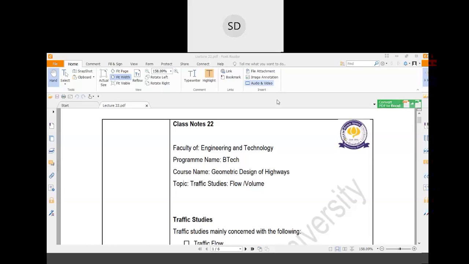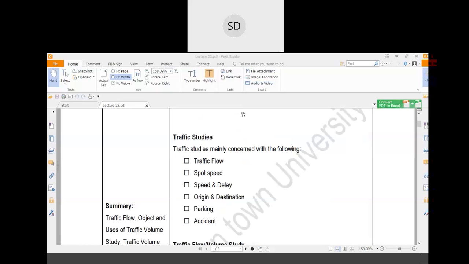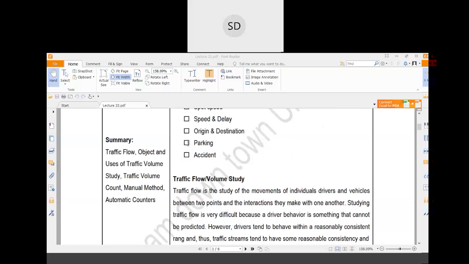So there are different parameters, like traffic studies. In the design of the intersection, your first and foremost thing is traffic studies. Now, in the traffic studies, what are the things you have to study? They are the traffic flow, spot speed, speed and delay analysis, origin and destination study, parking study, and rate of accidents. These are the important factors for the traffic studies which you need to consider prior to the design of an intersection.